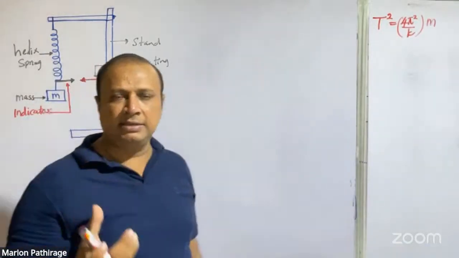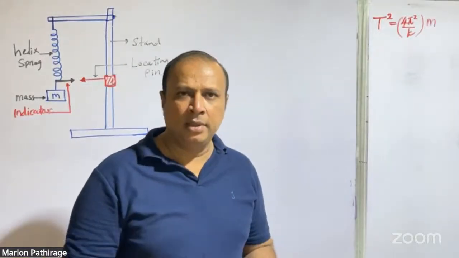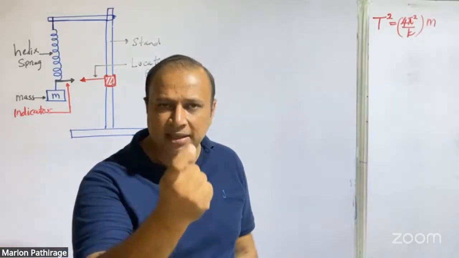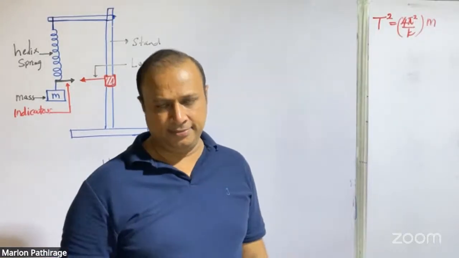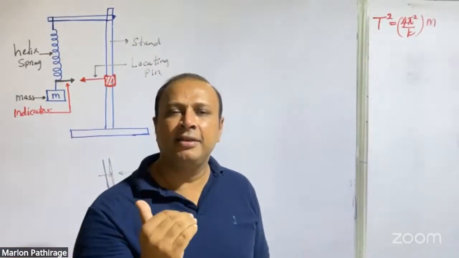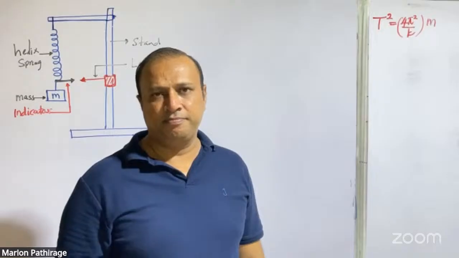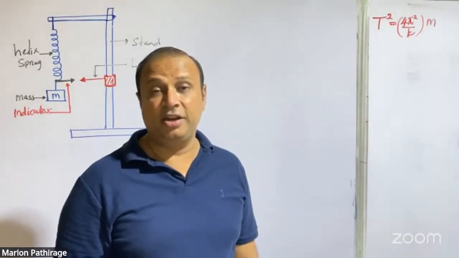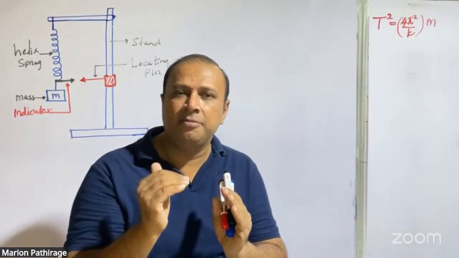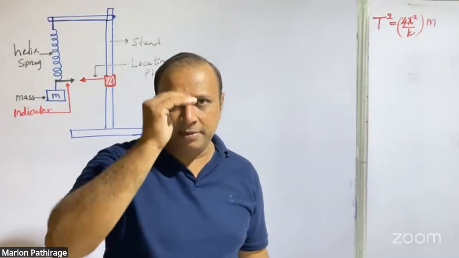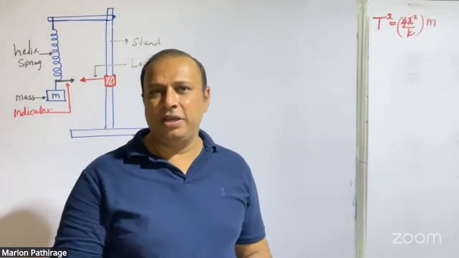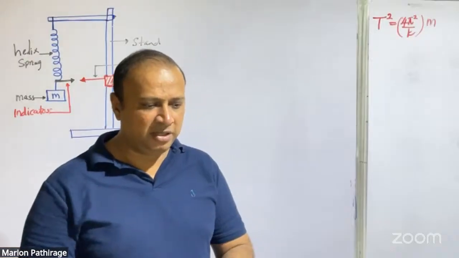suspend a certain mass, then pull this mass slightly in the downward direction and release. Then you need to determine the period of oscillation. Period of oscillation means the time taken per one oscillation. And then you need a stopwatch.